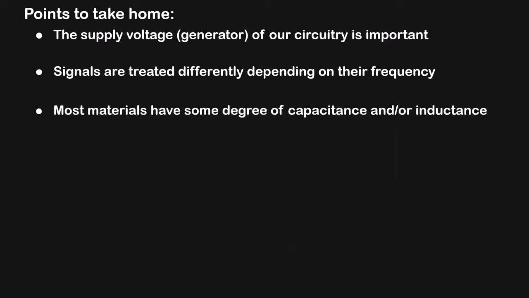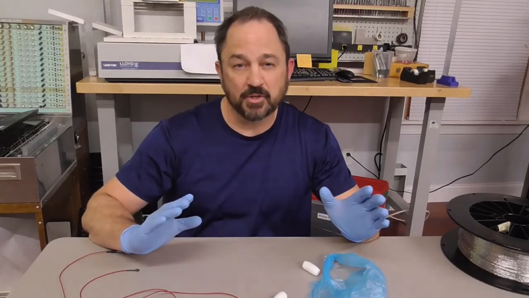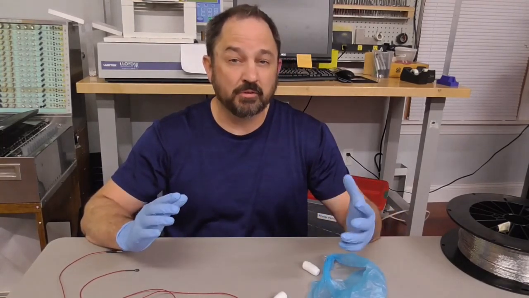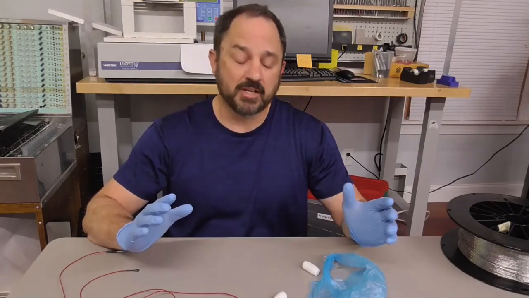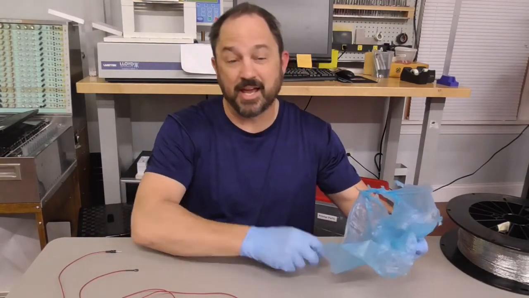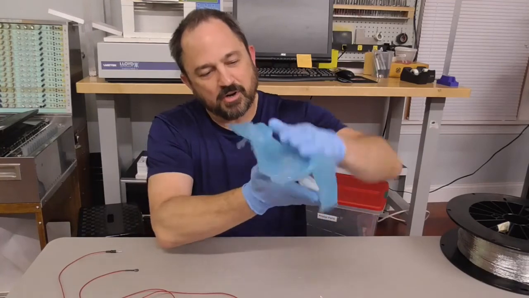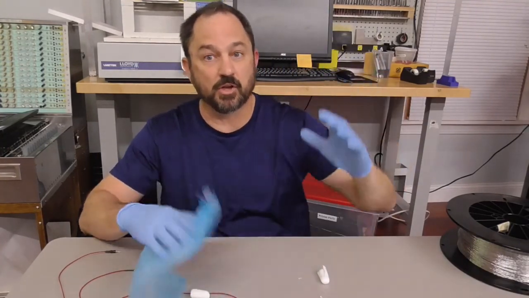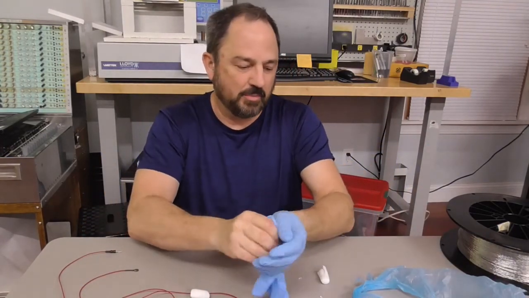Most materials have some degree of capacitance and/or inductance. Most of the things around us have some degree of capacitance and/or inductance. In reality, almost everything has some level of both, even if it's infinitesimal. For instance, plastic, we know what's about to happen. We can easily build up a charge, a static charge, it's holding a charge. Capacitance, that's why I was wearing these rubber gloves.